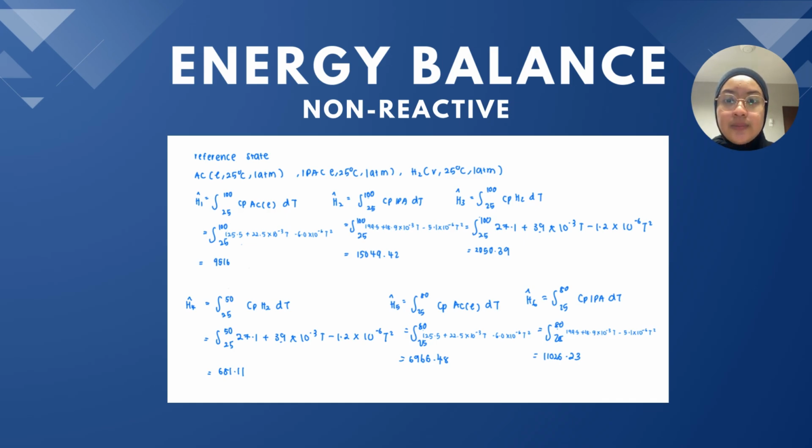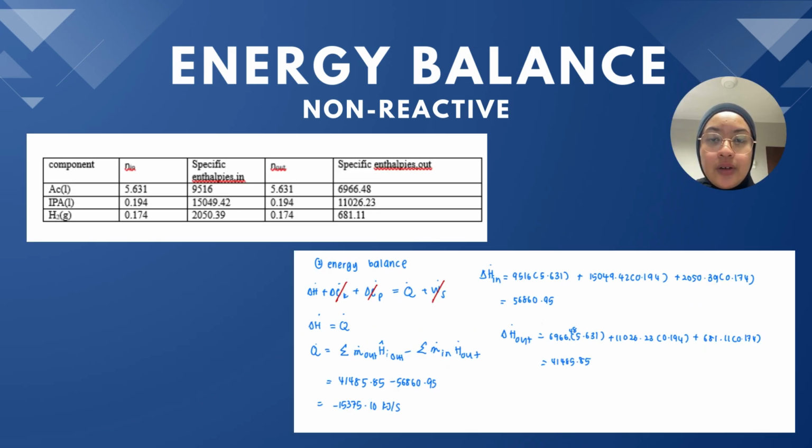So I calculated each substance's specific enthalpies and got the values. The last step is that I made an inlet and outlet enthalpies table, which makes it more organized. For each component, I get the mole flow rate and also the specific enthalpies in and out. For the calculation of energy balance, we use the energy balance equation, in which I crossed out the kinetic, potential, and shaft work terms as we have in the assumption.